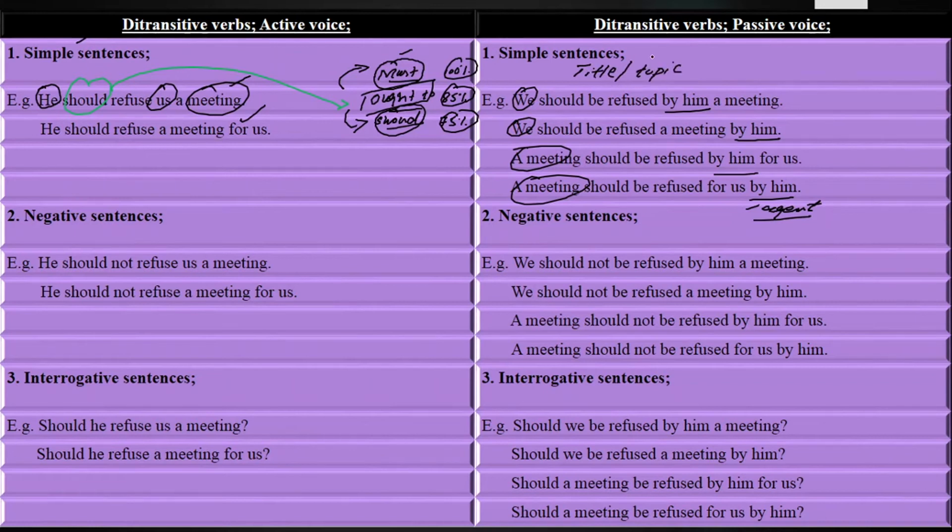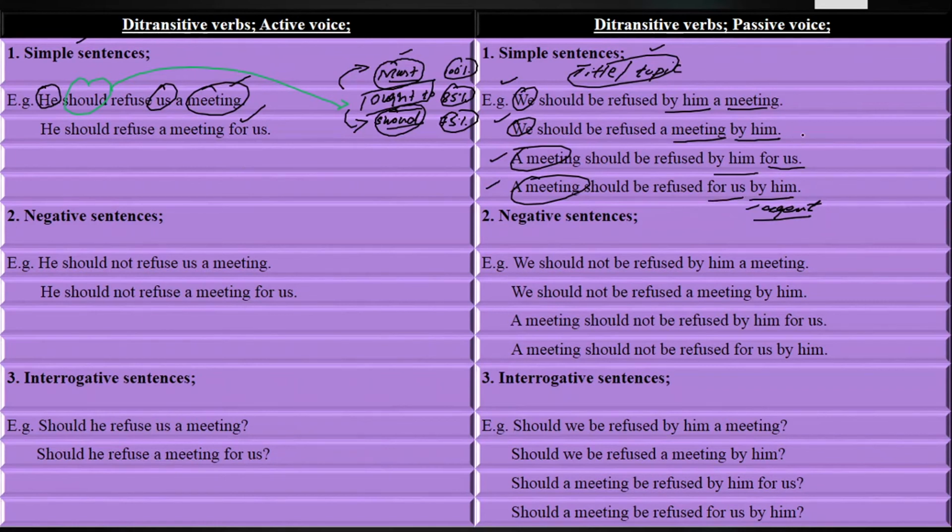And what is the definition of topic subject? A person, place or a thing in a sentence which we are talking about. In the first and second sentence we are talking about a person. In the third and fourth sentence we are talking about a thing. So when we bring the doer of the object in the first and second sentence in the place of topic subject, by him comes at the beginning, a meeting at the end, a meeting at the beginning, by him at the end. And when you bring the direct object, the non-living, in the third and fourth sentence, by him comes at the beginning, for us at the end, for us at the beginning, by him at the end.